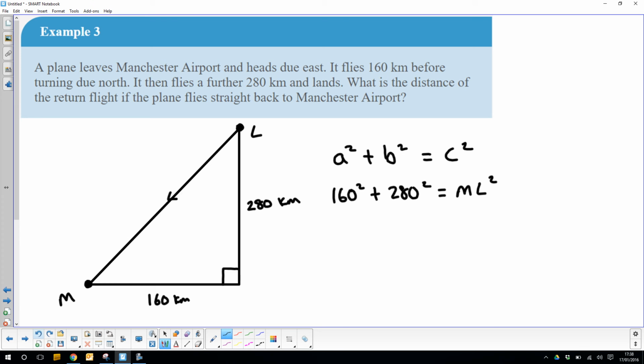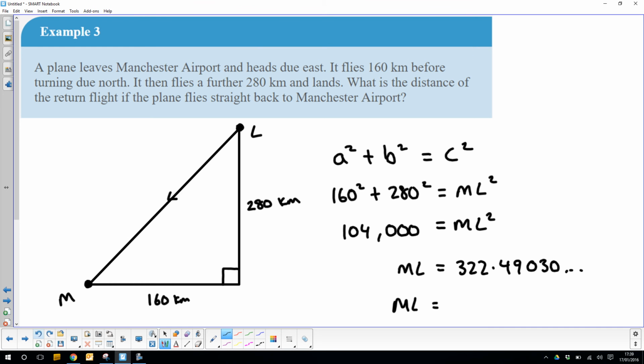And then I'm going to work out this 160 squared plus 280 squared. I'll do that all in one go on my calculator. 160 squared plus 280 squared is 104,000, and that equals ML squared. So ML must equal the square root of that, which is 322.4903... So ML is 322.5 kilometres, and that's to 1 decimal place. Double underline my answer, and we're done.